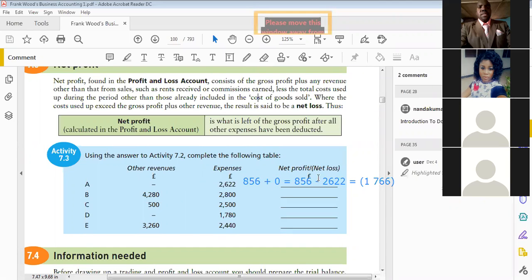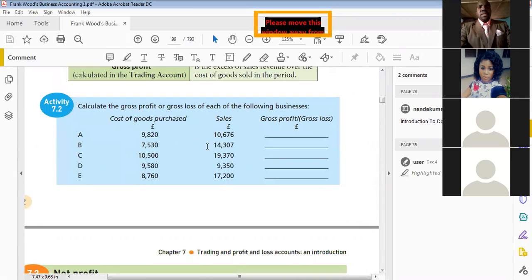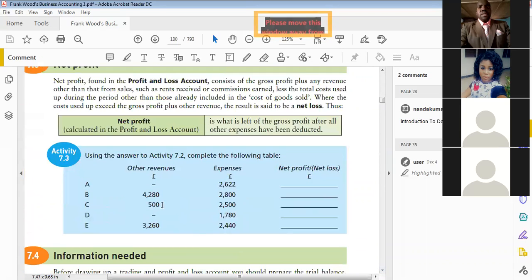All right, so next section now. Same procedure. So it's 40,207 for B minus 7,530, and that figure was what? 677, right? So you're going to add your gross profit now, which is 677, to your other revenue.